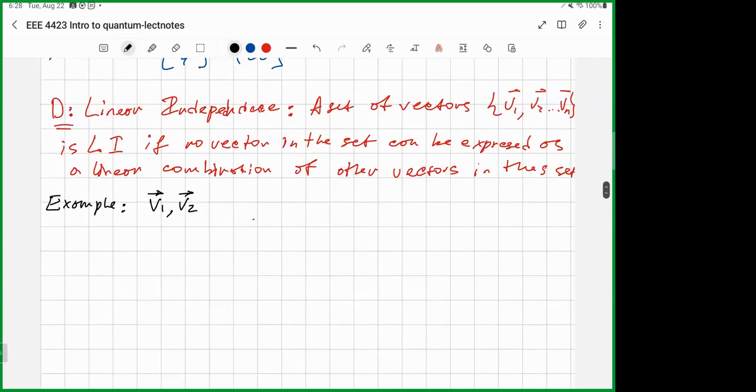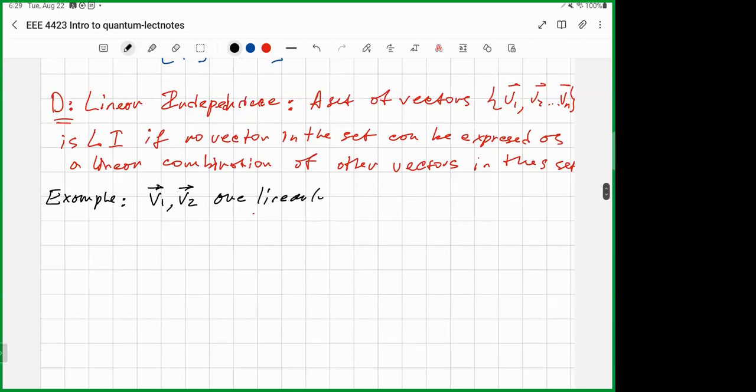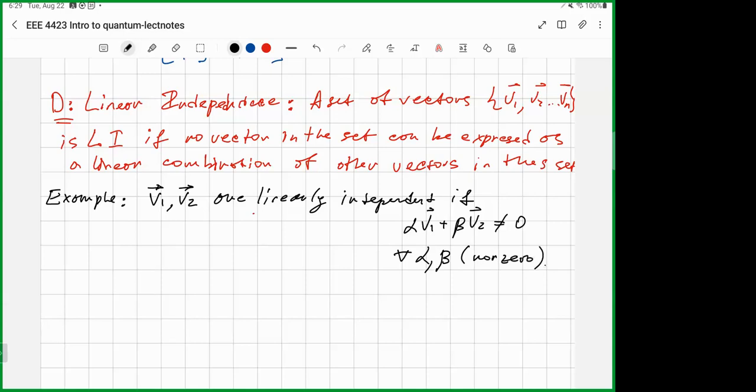So let's consider two vectors, and if these vectors are linearly independent, they are linearly independent if alpha v1 plus beta v2 doesn't equal 0 for basically any alpha and beta, of course non-zero, for non-zero alpha and beta.